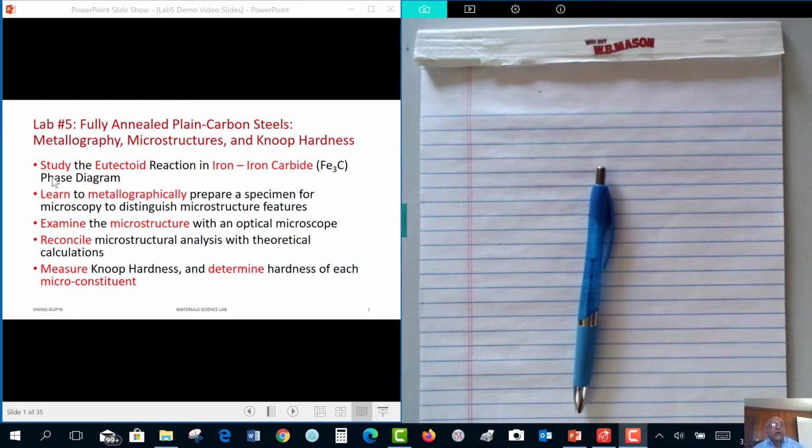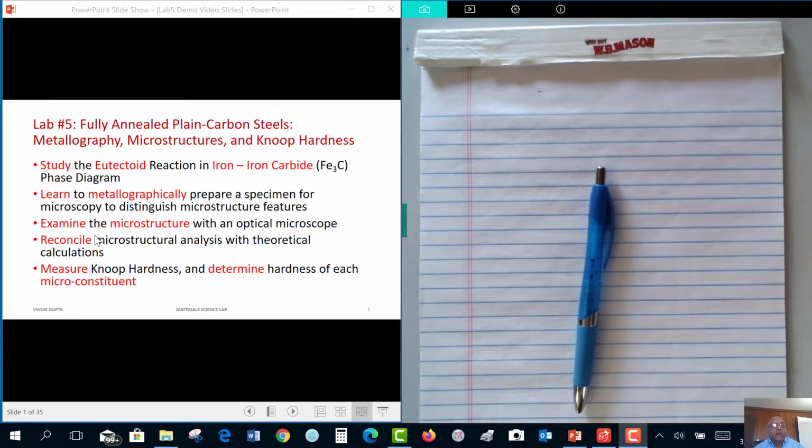In the first part, we are going to look at the theory in which we are going to study the eutectoid reaction in iron and iron carbide phase diagram. Then in the second part, we are going to learn how to metallographically prepare a specimen for microscopy to distinguish microstructural features. And this is going to be a long video because there are many steps in preparing the specimen for microscopy.